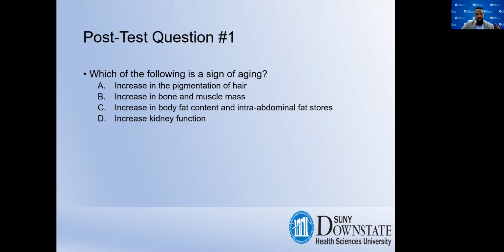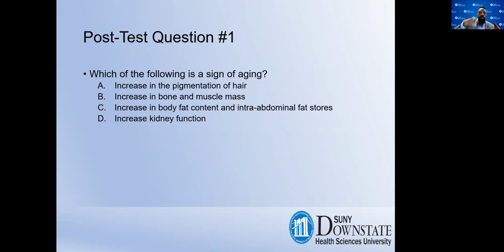So in terms of the first question, which of the following is a sign of aging? Increase in pigmentation of hair, increase in bone and muscle mass. We kind of covered this. Increase in body fat content and intra-abdominal fat stores, increase in kidney function, and then I'll put E in terms of increase in esophageal motility. And so the correct answer will be C, increase in body fat content and intra-abdominal fat store, because all the others should be decreased. Decrease in swallowing ability, which is normal to some degree, right?